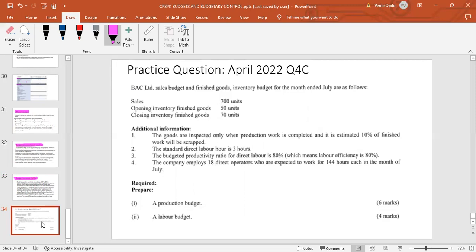So kindly make sure you also try the mock questions, because you're only left, I think, with one class and then you sit for the exams. So try out the mock questions. This one is inclusive of most of the questions that have been tested before. So try looking at them, so that we can have an idea when we do the comprehensive questions.